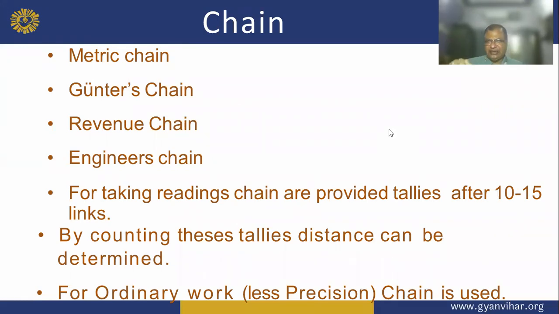Now, one type of chain is the Gunter chain. This was invented in English times by Gunter. The revenue chain is used today for the measurement of irrigation fields. The engineer chain is used when you are making a highway, rail line or other work. For taking a reading, tallies are provided.